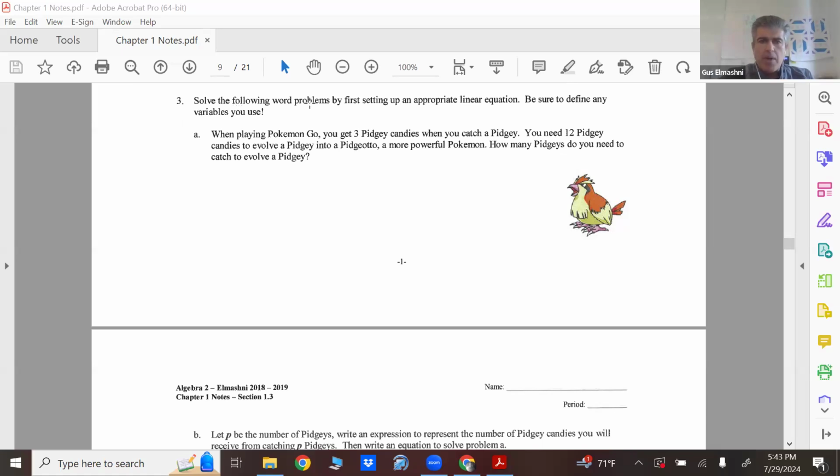Solve the following word problems by first thinking of an appropriate linear equation. Be sure to define any variables you use. Now, linear equation, I know we haven't really talked much about this, but hopefully you remember y equals mx plus b, where m is your slope and b is your y-intercept. So you're going to use something kind of like that.